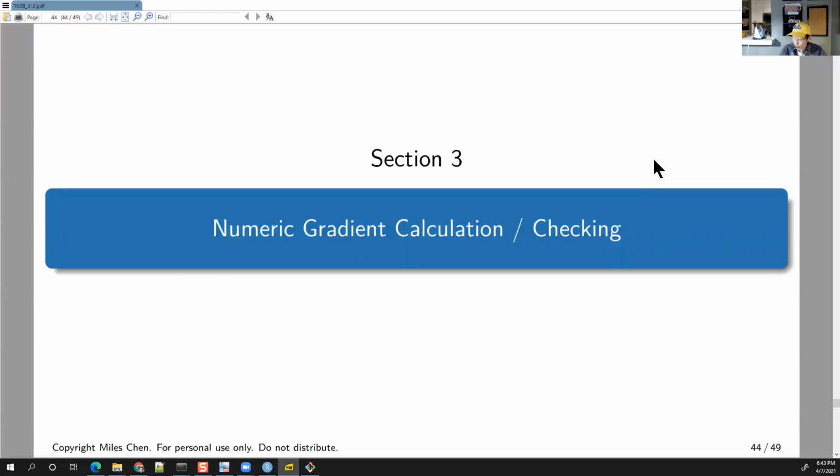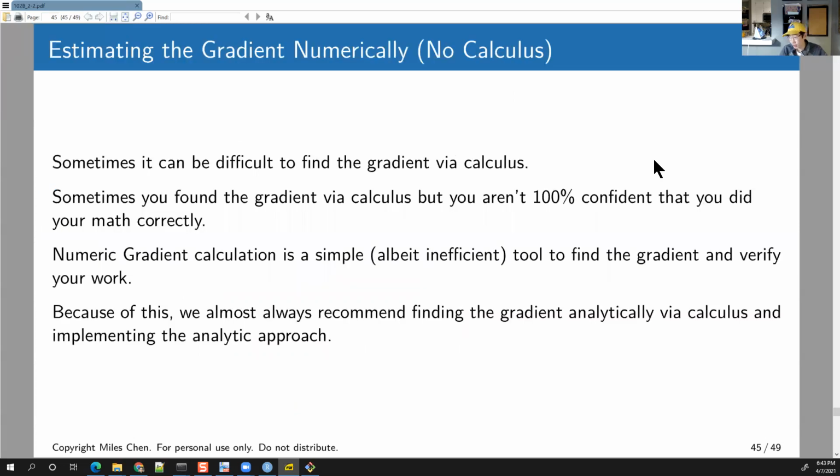Let me just talk a little bit about numeric gradient calculation and checking. In our example, it wasn't too hard to figure out the gradient via calculus, or even using vector calculus. But a lot of times you'll be in a situation where calculating the gradient wasn't so easy, or maybe you did it, but you're just not confident in your answer. This is a common situation where you do the math, but you have this little feeling, like, I'm afraid I did this wrong. And you want some way to check: did I do this correctly?